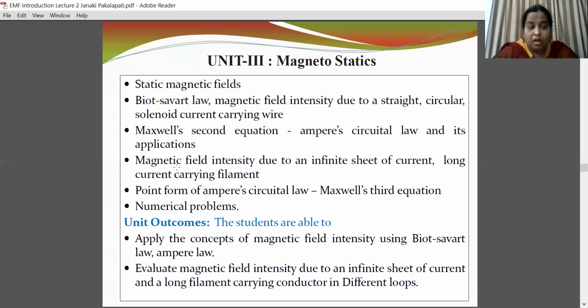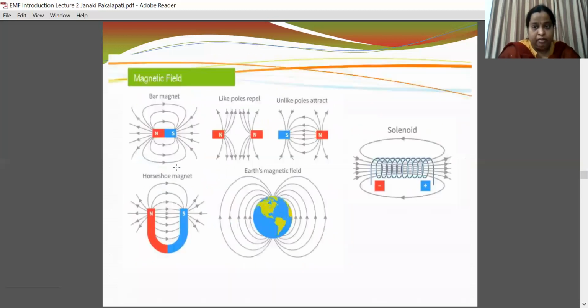So now what are the outcomes here? The outcomes will be that students can apply the concepts of magnetic field intensity using Biot-Savart's law and Ampere's law. Also, magnetic field intensity due to an infinite sheet of current and long filament current in different loops can be calculated.